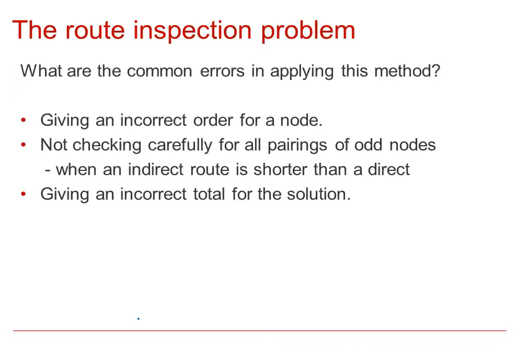Some of the common errors with route inspection problems. Giving an incorrect order for a node at the starting point. Not checking carefully for all the possible pairs of odd nodes. This is particularly if there is a shorter indirect route between 2 nodes than the direct route. It is possible to miss that improved solution, so always check very carefully. Giving an incorrect total for the final answer.